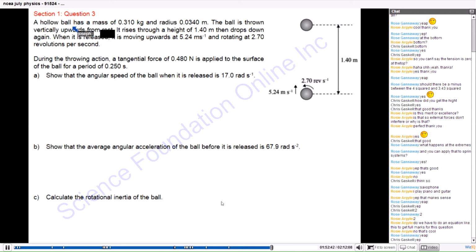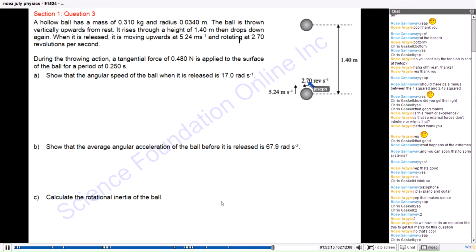Now, question 3. A hollow ball has a mass of 0.310 kilograms and radius of 0.340 meters. The ball is thrown vertically upwards from rest. It rises through a height of 1.40 meters, as shown in the diagram, then drops down again. When it is released, it is moving upwards at 5.24 meters per second. So that is its vertically upward velocity.